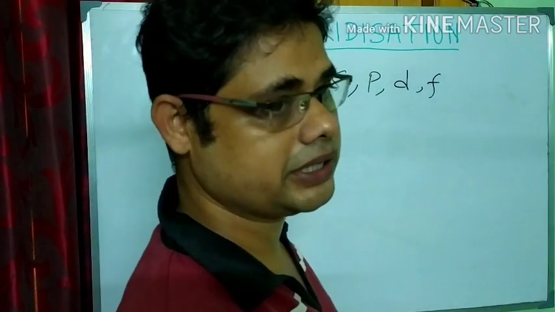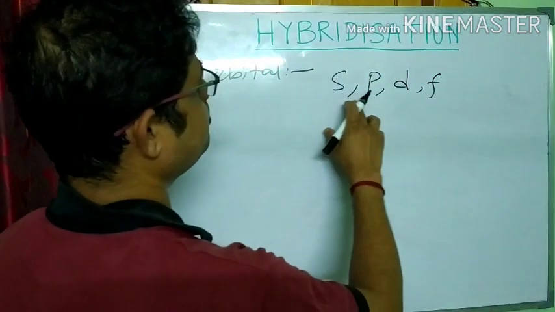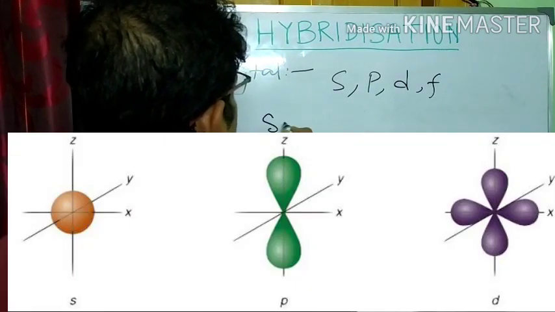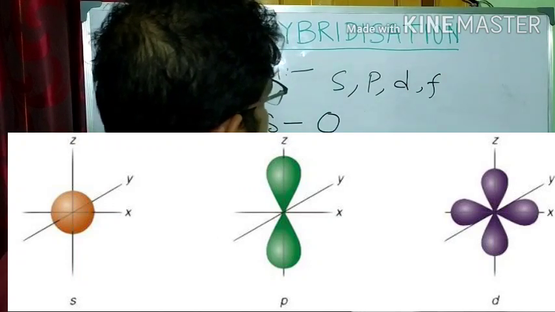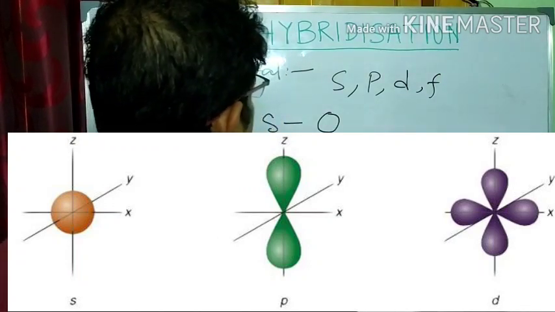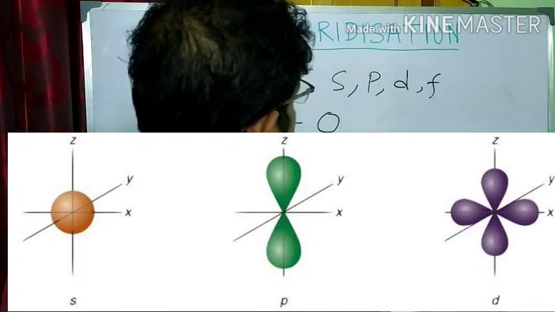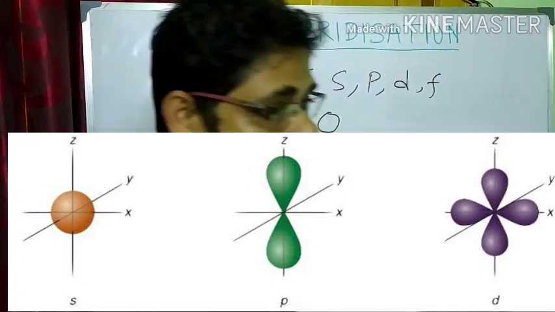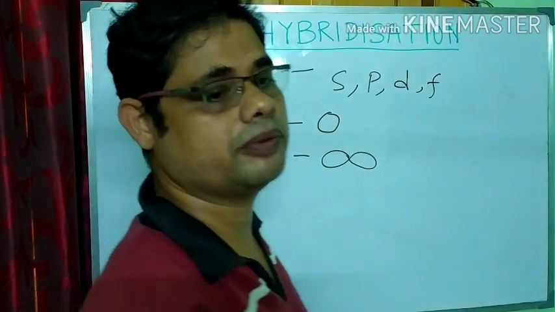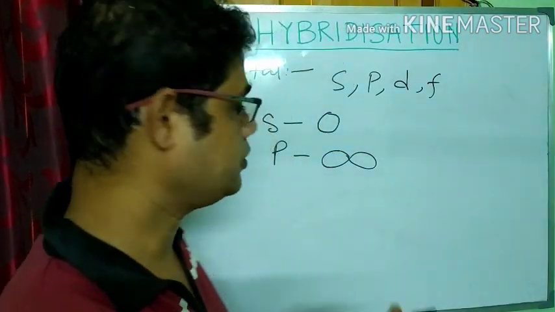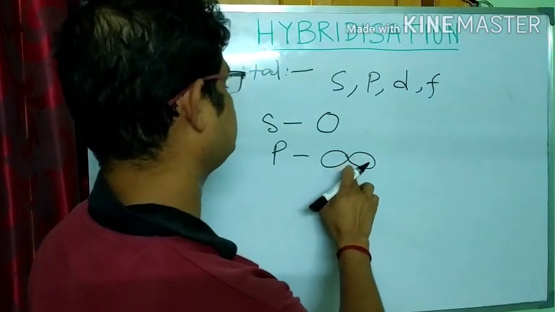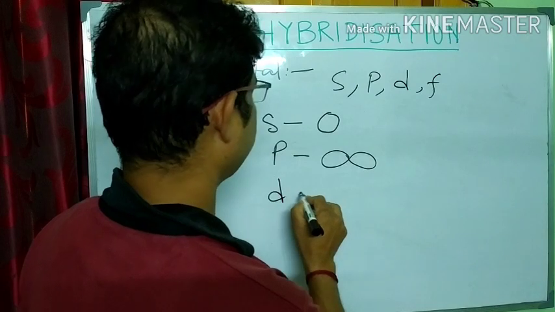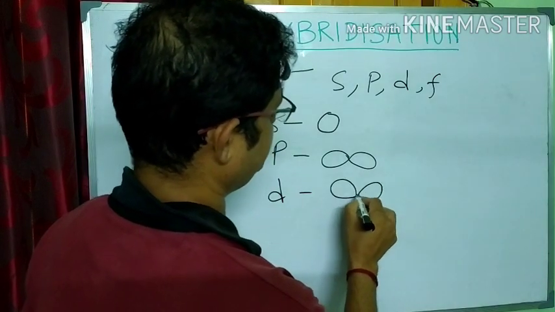Now we discuss the shape of these orbitals. The shape of the s orbital is spherical. The p orbital is a dumbbell-like structure. Here, there is zero probability of finding an electron passing through the nucleus, so it is a dumbbell-like structure. And the d orbital has a double dumbbell-like structure.